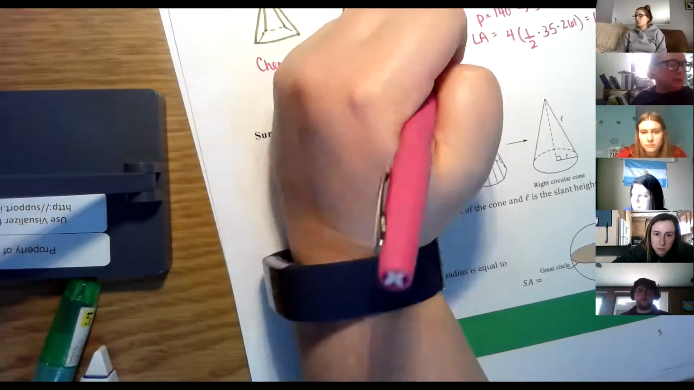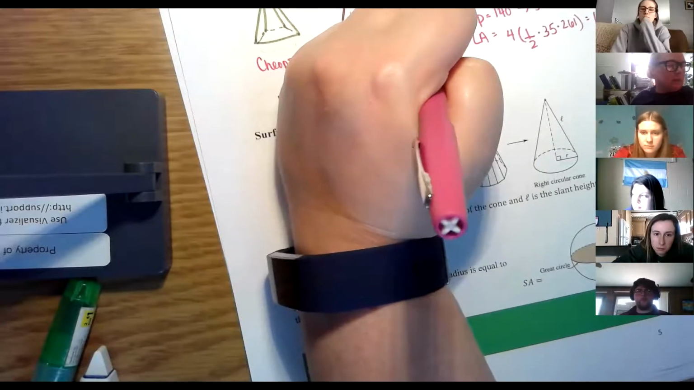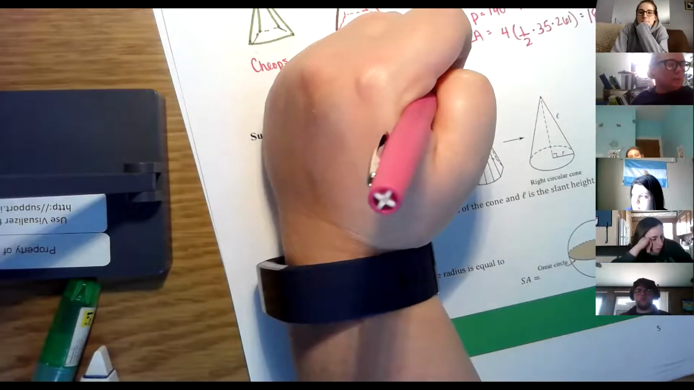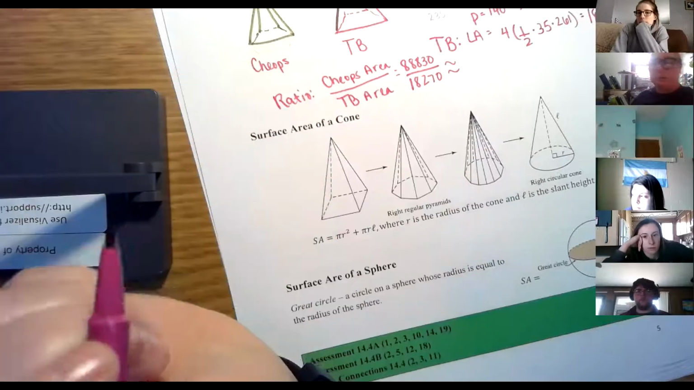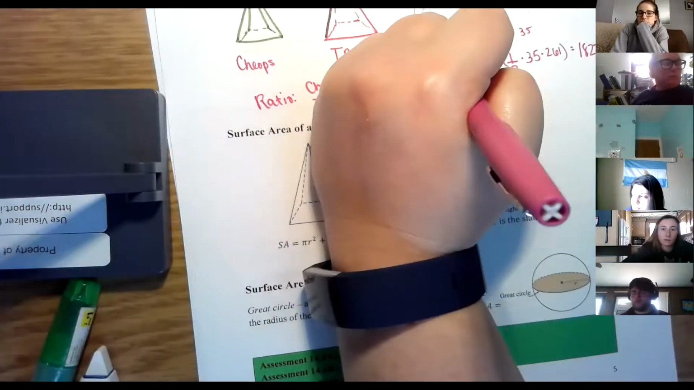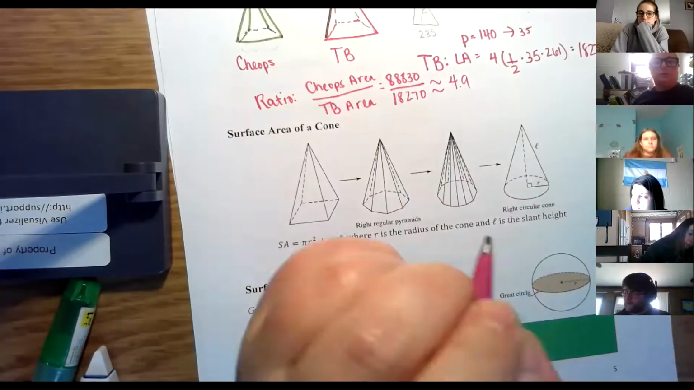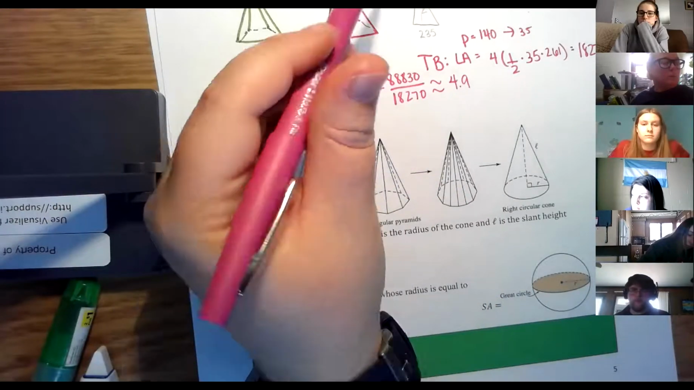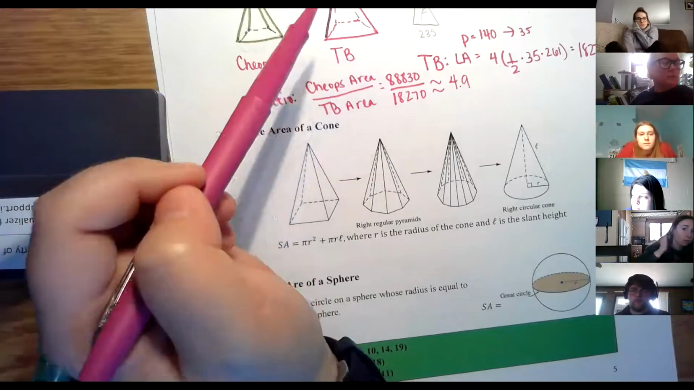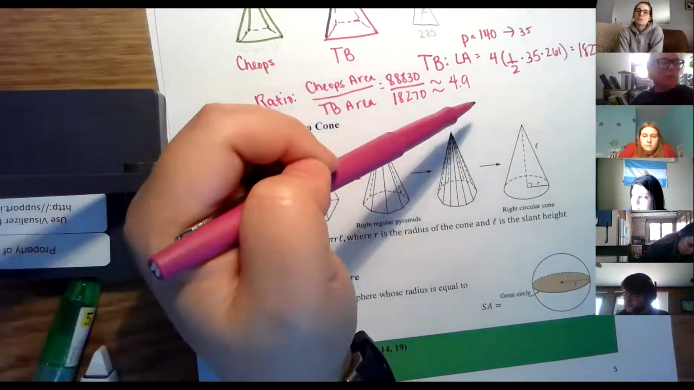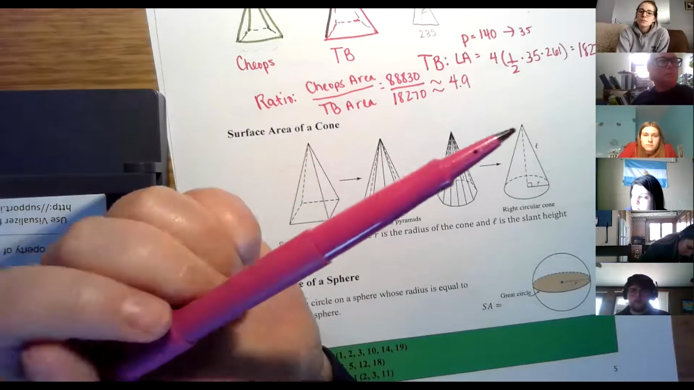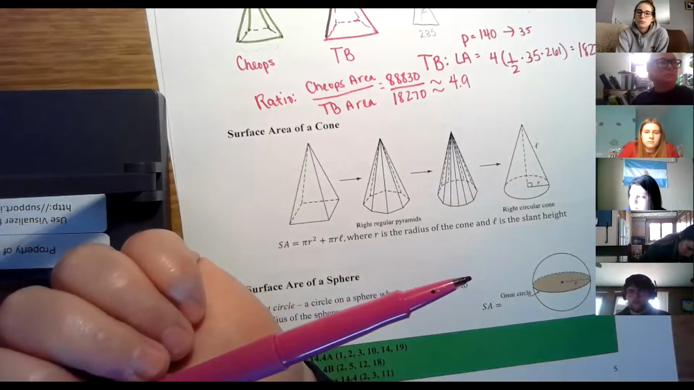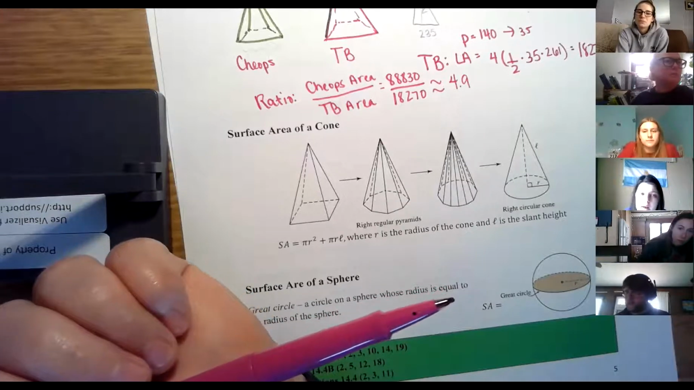So that's going to take 88830 divided by 18,270, which is approximately 4.9-ish or 5, depending on where you rounded to. So that would mean that the Cheops surface area is about 4.9 or 5 times bigger than that. Does that make sense? Yes.